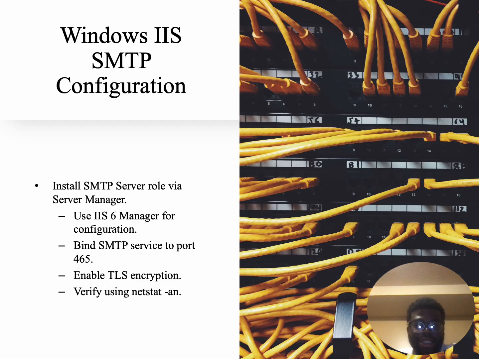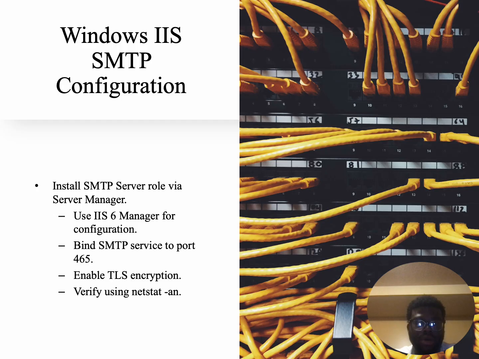And then you bind the SMTP service to port 465. So once you're done installing and configuring, you have to bind the SMTP service to port 465, and then you enable the TLS encryption. So once the TLS encryption is enabled, you have to verify using netstat -an.